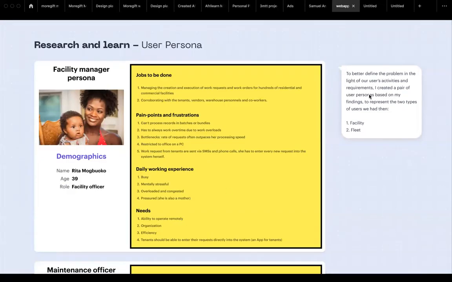To better define the problem in the light of our users' activities and requirements, I created a pair of user personas based on my findings to represent the two types of users we had then, facility and fleet.